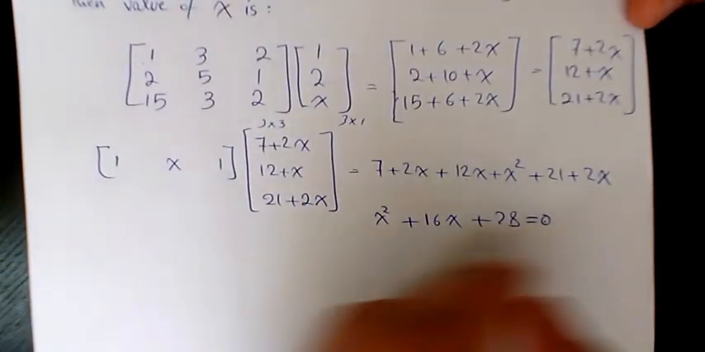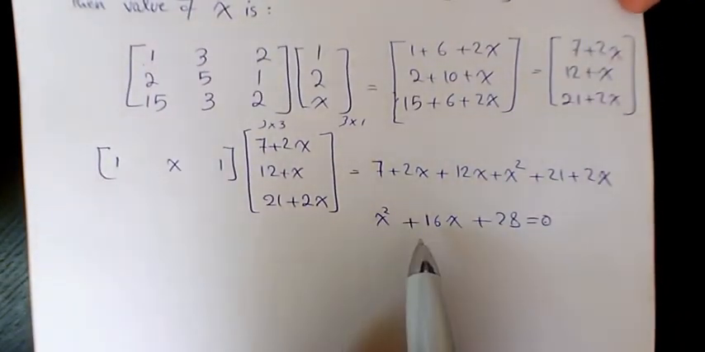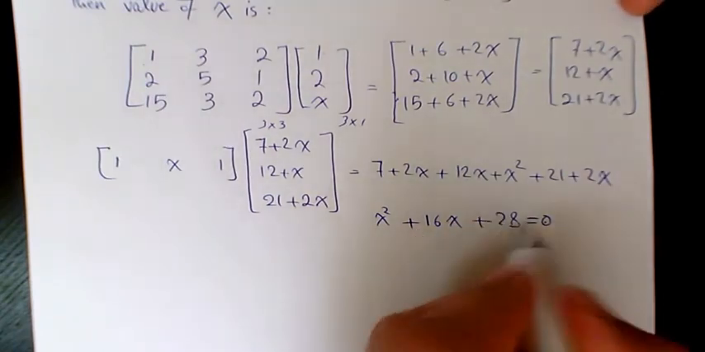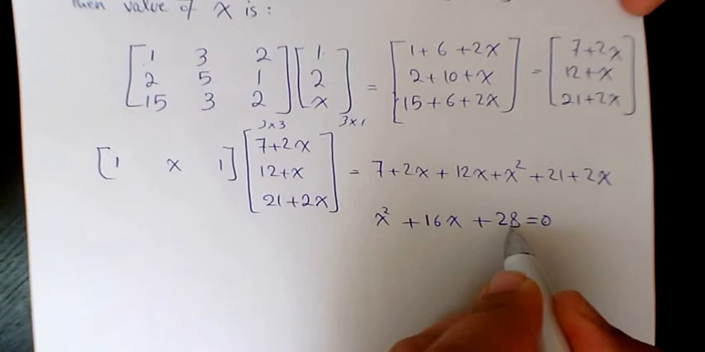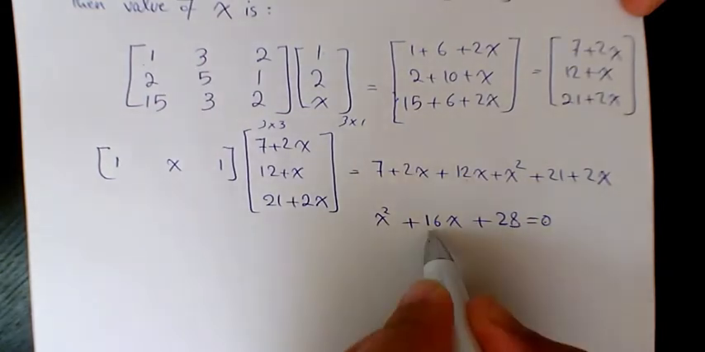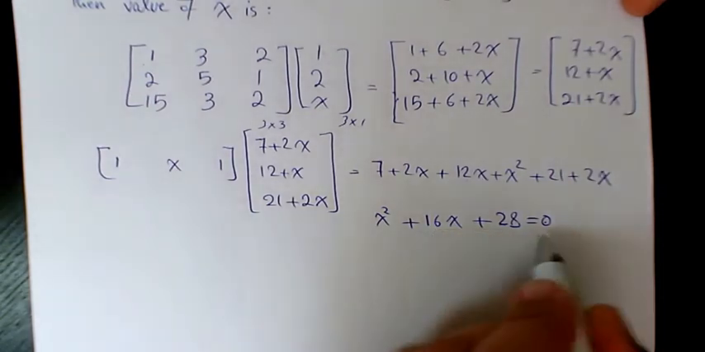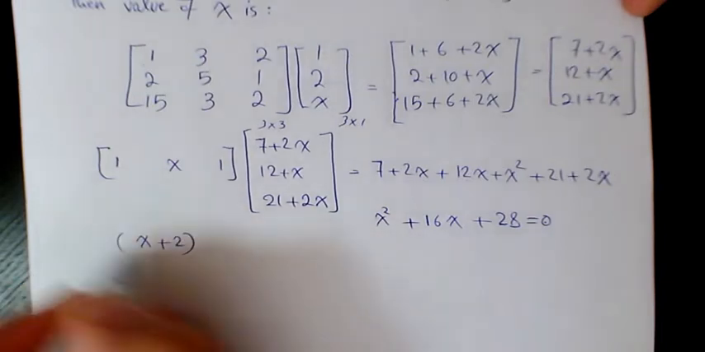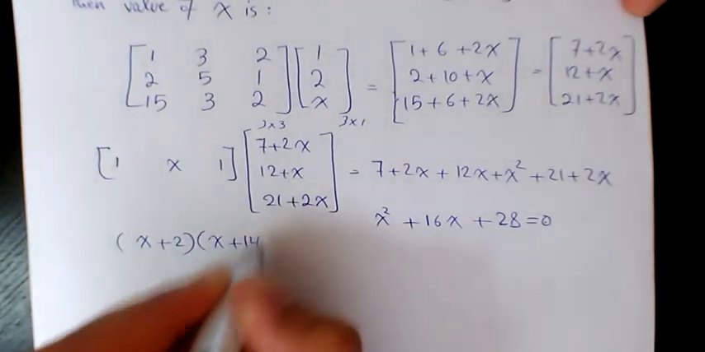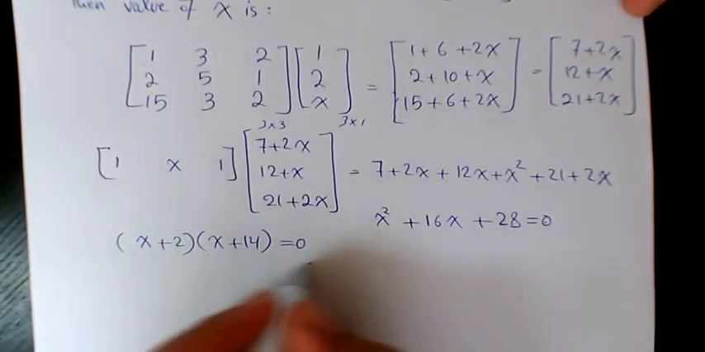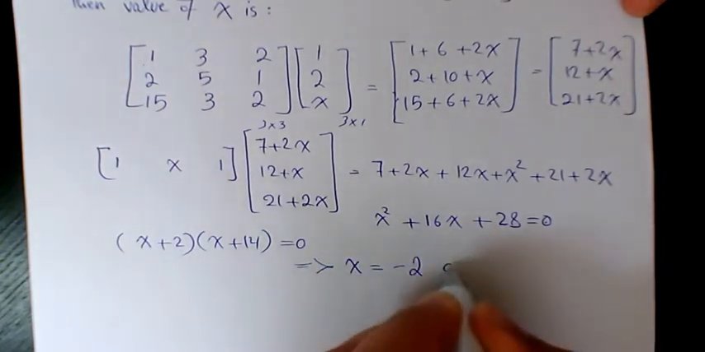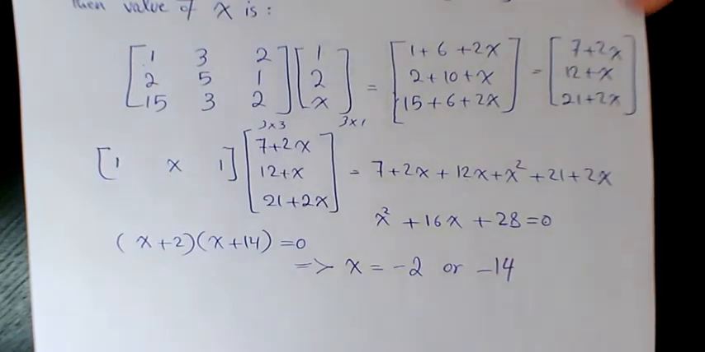Now we need to simplify it. That's a quadratic equation. In order to factor it, we need to look for two numbers that make the product of 28, and when you add them, it's going to be 16. That's going to be 14 and 2. So it's going to be (x plus 2)(x plus 14) equals 0. So the values of x can be negative 2 or negative 14.